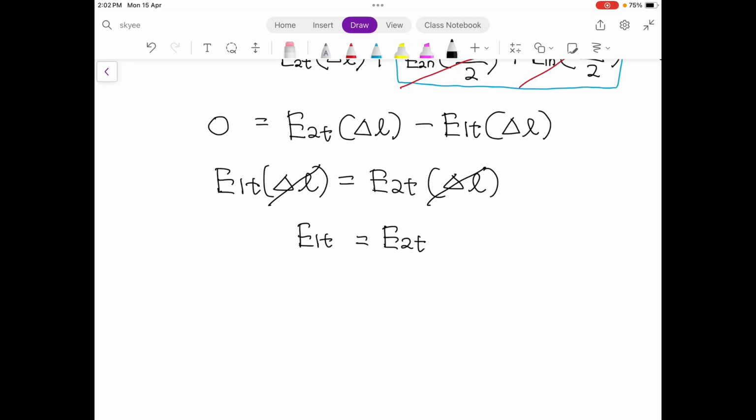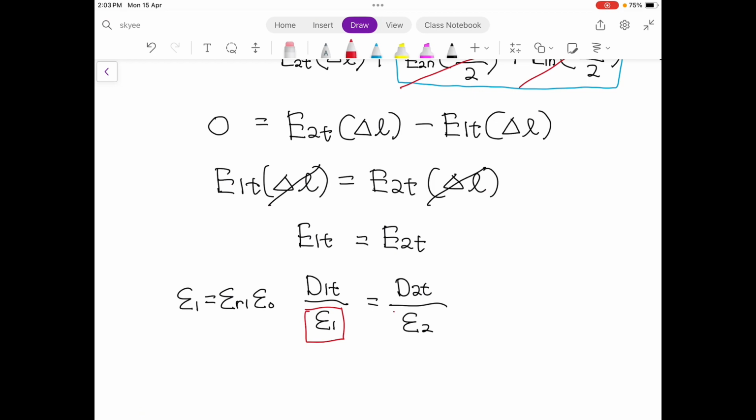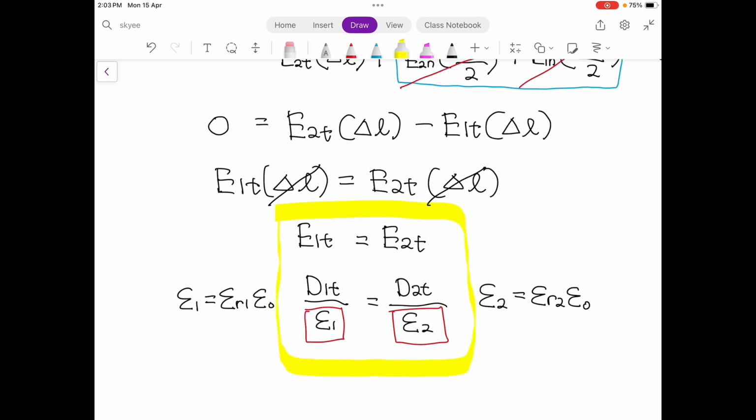If you want to write it in electric flux density, you could replace with D1t over epsilon 1 equals D2t over epsilon 2. Here I want you to take note of this epsilon 1. Epsilon 1 is equal to epsilon r1 multiplied with epsilon naught, and epsilon 2 is equal to epsilon r2 multiplied with epsilon naught. So we have produced the first boundary condition, and later on I will show you how to use these boundary conditions.